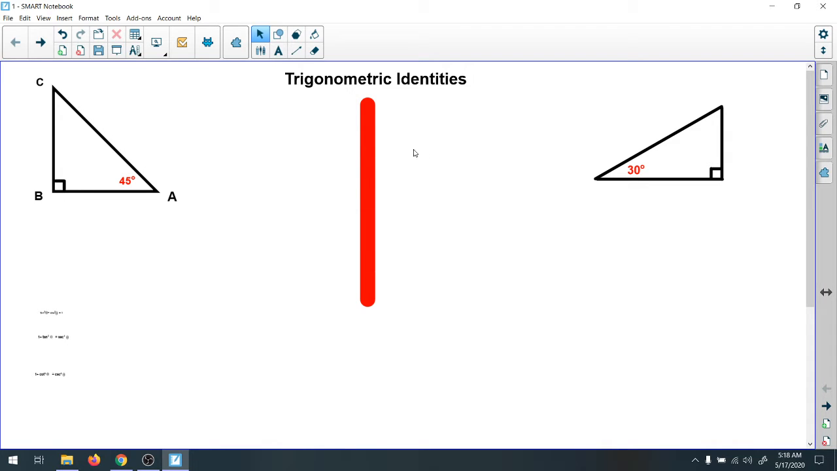Trigonometric identities. I have here a special right triangle, 30 degrees. Let's prove trigonometric identities. Just do it with me. Follow me now. We have an angle, 30 degrees, and this is a right triangle. As you know, the opposite side to 30 degrees, let's say it's 1.